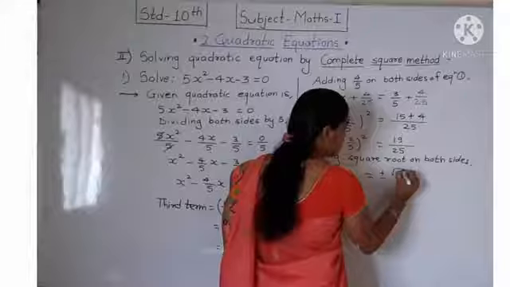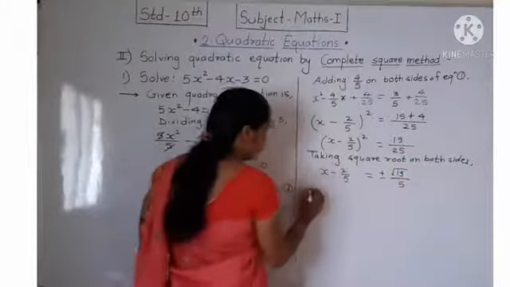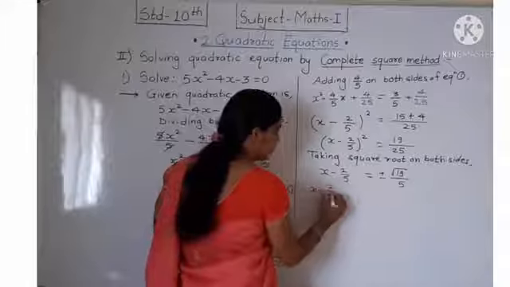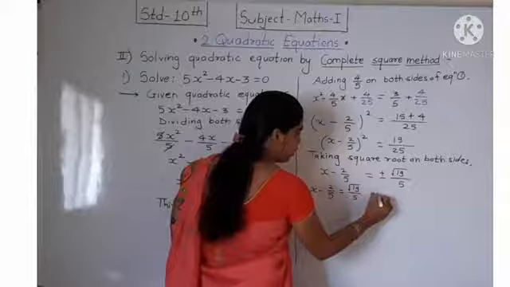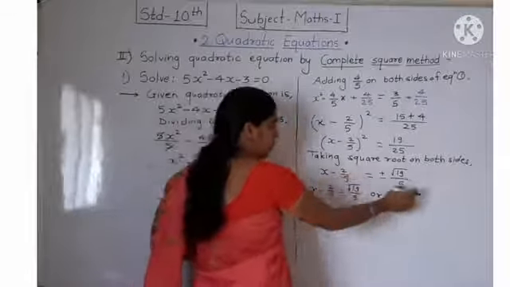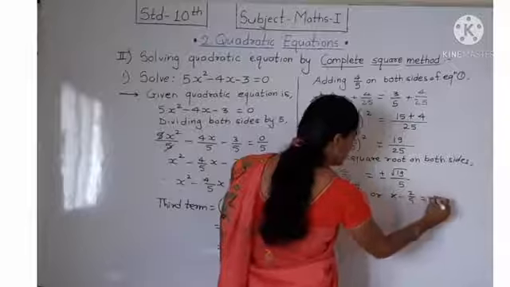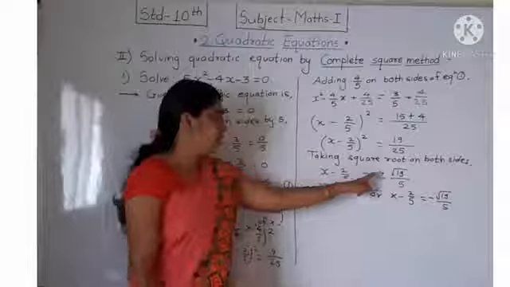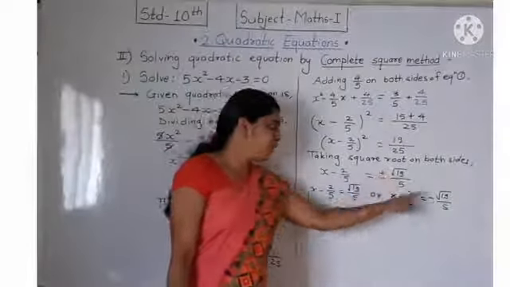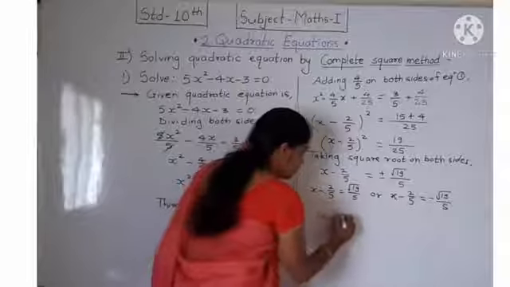Root 19 upon 5. Therefore, x minus 2/5 is equal to root 19/5, or take plus and minus: x minus 2/5 is equal to minus root 19/5. First take positive and then take negative. Okay. Therefore, we have to find the value of x.